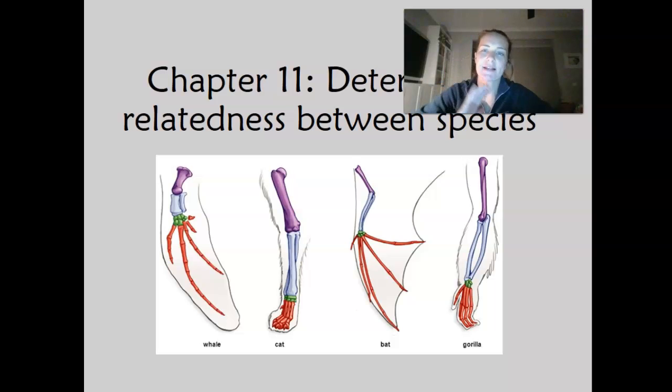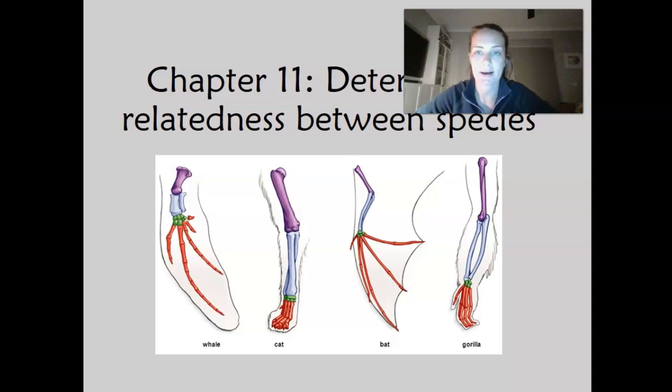Hey guys, this is our content video looking at Chapter 11, Determining Relatedness Between Species. As a lead on from Chapter 10, where we started looking at evidence for evolution, this is similar. It is evidence for evolution, but it is a more accurate, more reliable way of determining how related two species are.